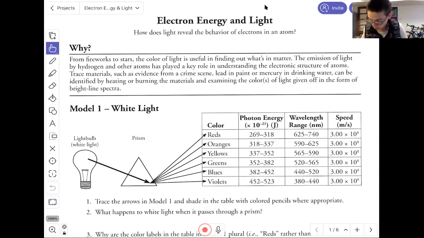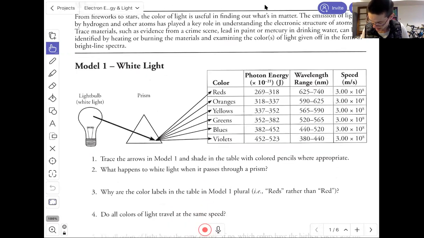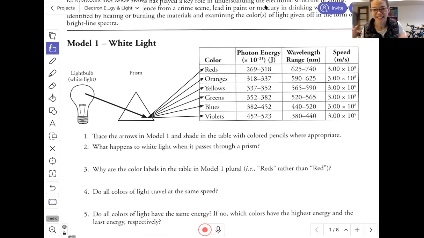So what we are talking about here then is we're going to connect this rainbow effect to actual atomic structure, I swear. So this first thing says to color in as we see appropriate here.